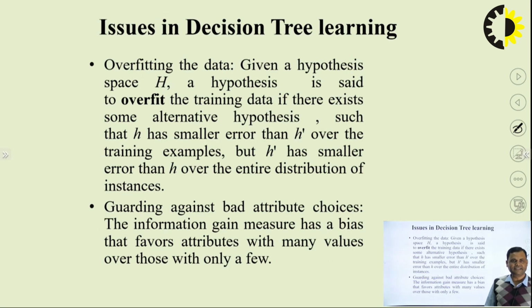So what are the different issues in decision tree learning? The first issue in decision tree learning is overfitting the data. Given a hypothesis space H, we have already defined a hypothesis space H.